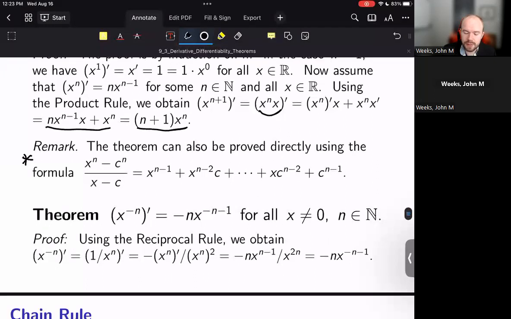Now, we can also do this for negative integers, x to the negative n. Note, we're not including 0 here. X to the 0 we know is 1, and we know the derivative of 1 is 0. So dealing with negative integers is as the power of these functions.